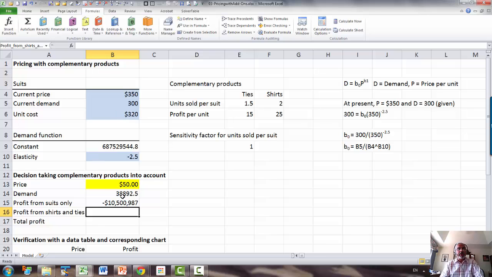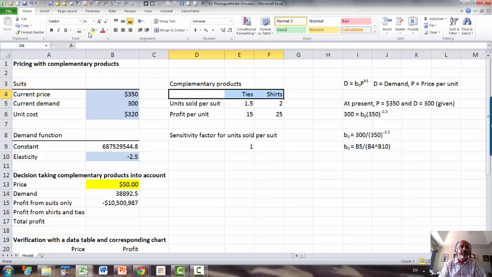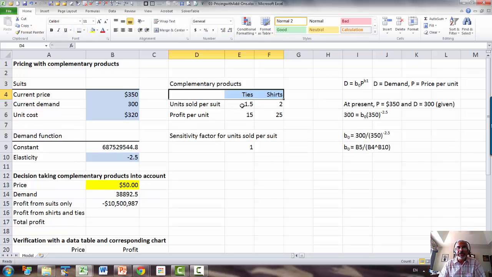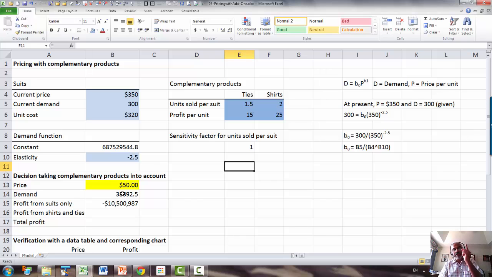So that will give us the profit from suits. Now we have to figure out profit from the accessories, the shirts and ties. And here we are given the complementary products, what the demand will be like. On the average, the problem states that for each suit we sell, we will sell 1.5 ties and 2 shirts. And the profit per unit for ties and shirts are given here.